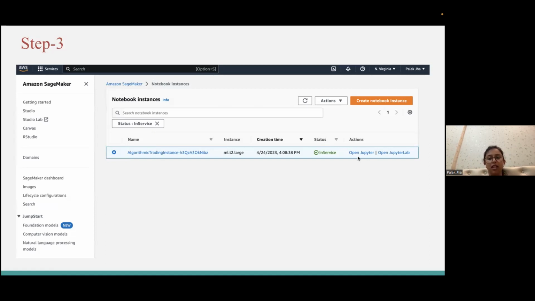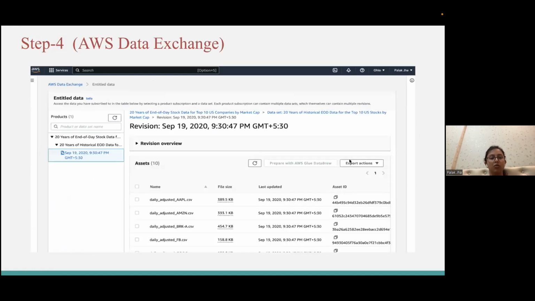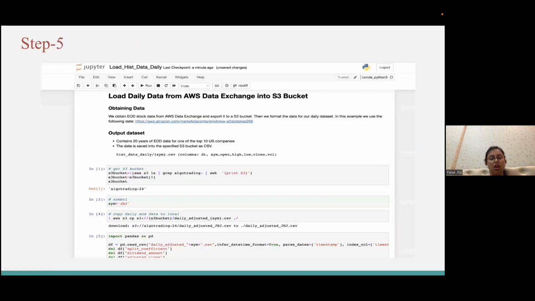Now, before opening the Jupyter notebook, we first have to get our historical price data, and then we have to export the data into the S3 bucket. For that, we are going to use Amazon Data Exchange. Then once the data is exported into the S3 bucket, again, we have to go to the Amazon SageMaker notebook.